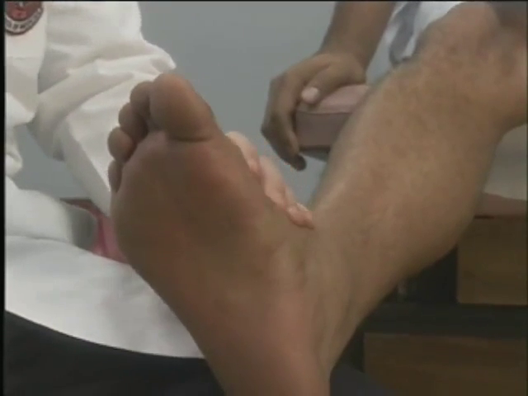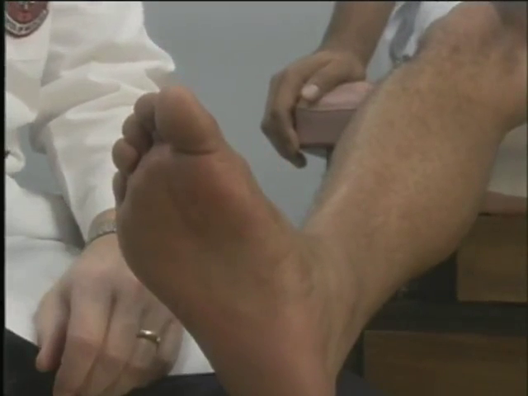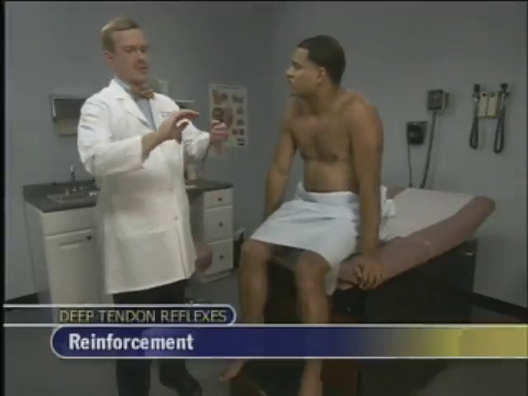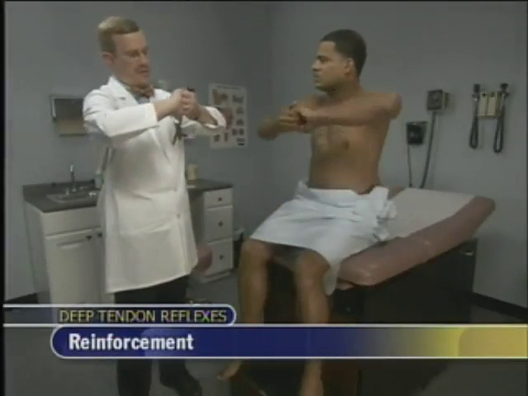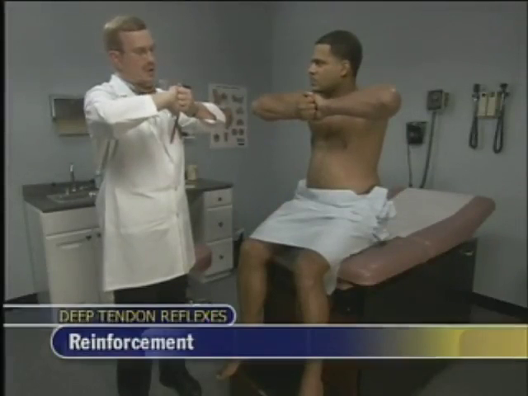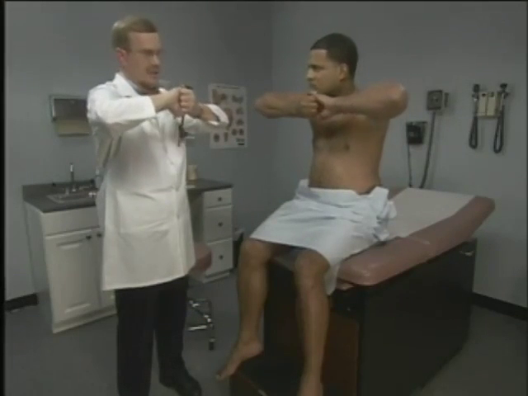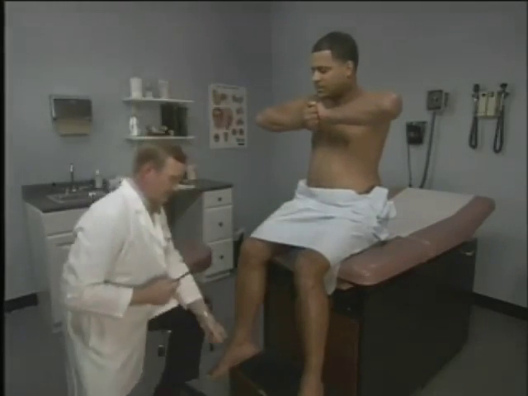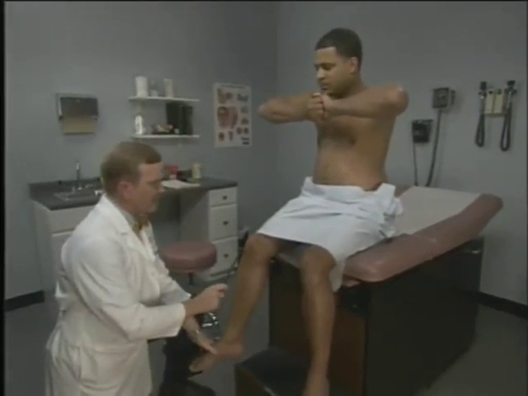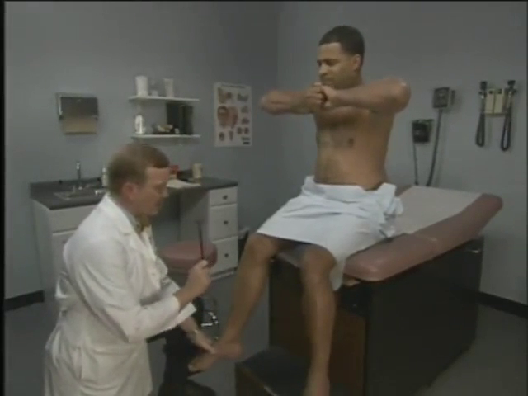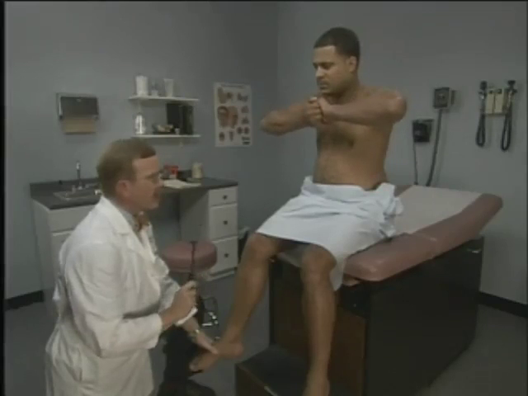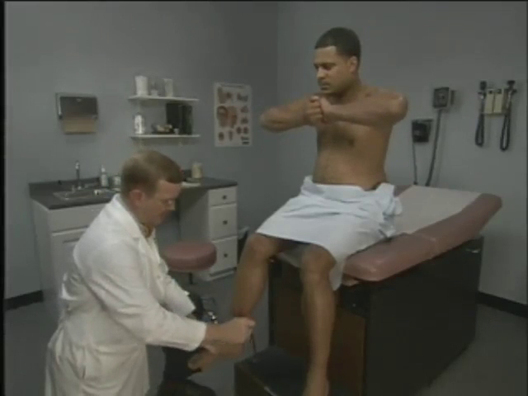If the leg reflexes are symmetrically diminished or absent, use reinforcement. I want you to put your hands together like this. When I tell you to pull, then pull hard, but wait till I say. Have the patient lock his hands and pull just as you test the reflex. Ready? Pull. Now relax.